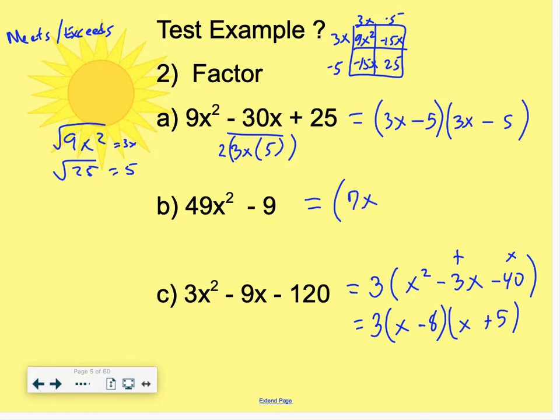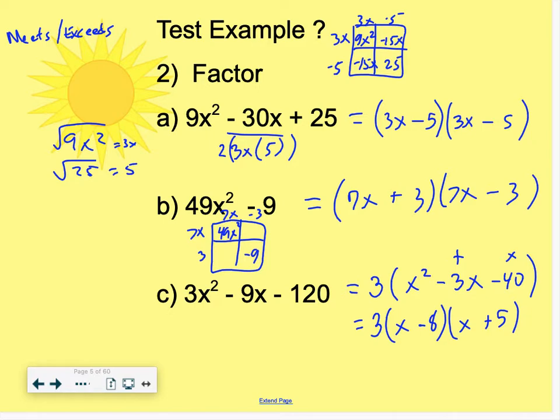So the square root of 49x squared is 7x, and the square root of 9 is 3. So it starts and ends with perfect squares, but you'll notice there's no middle term. So when that happens, you have to have 1 plus and 1 minus. Because if you multiply this one out, you'd have a 7x and a 3 and a 7x and a negative 3. You get your 49x squared and your negative 9, and then in these other two spots, you get negative 21x and positive 21x, which cancel.